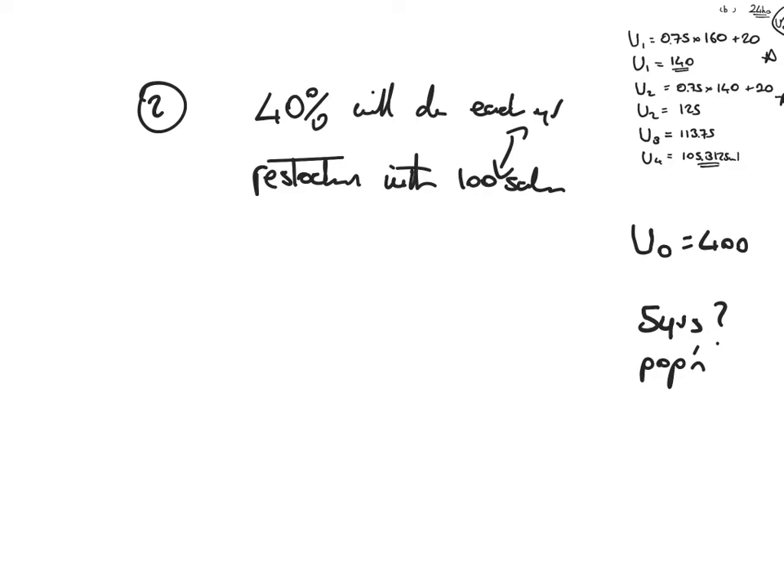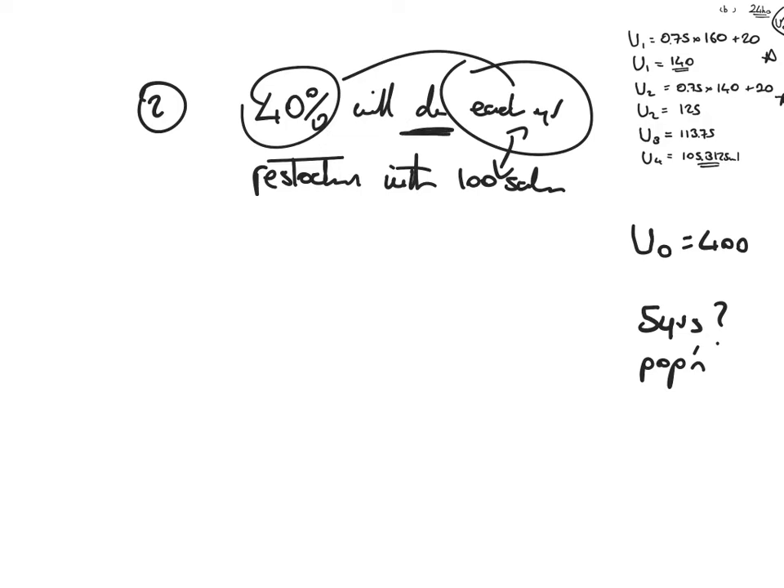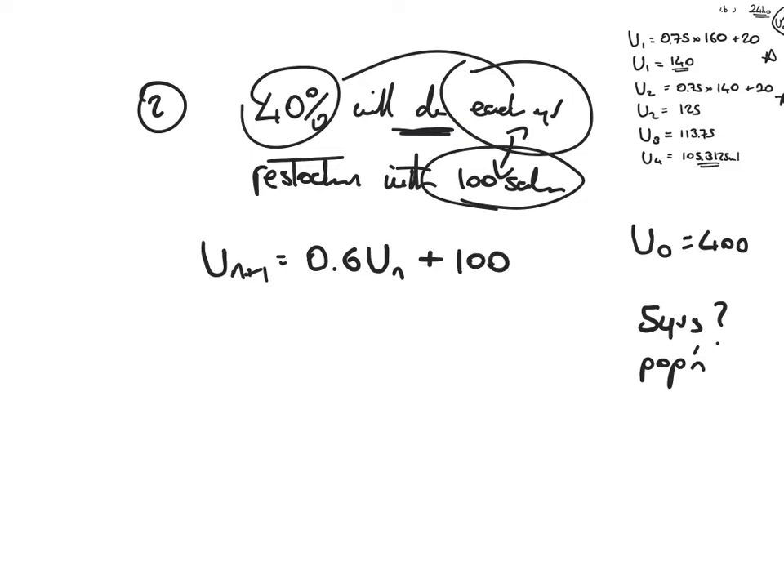So, it's estimated that 40% of the salmon will die each year, and we're going to restock with 100 salmon, so u_{n+1}. So 40% of the salmon are anticipated to die, so 60% of the salmon will remain. But then restocked, which means add on 100 salmon each year, gives me the recurrence relation of u_{n+1} = 0.6u_n + 100. Okay, so we're now going to investigate what happens after 5 years.